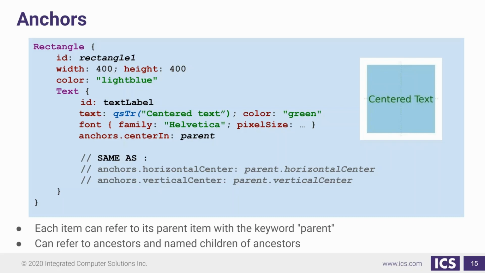Now, let's look at this example here. We have a rectangle with a text child. The text child is being centered in the rectangle, and we can make use of the keyword parent instead of rectangle1, since the text label is a child of rectangle1. Now, of course, we still could have anchored to anchors.centerIn rectangle1, and that would have worked. As I previously mentioned, writing anchors.centerIn is exactly the same as setting both of the center anchors, anchors.horizontalCenter and anchors.verticalCenter.